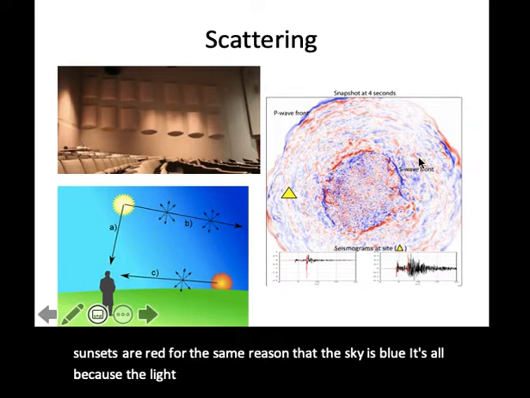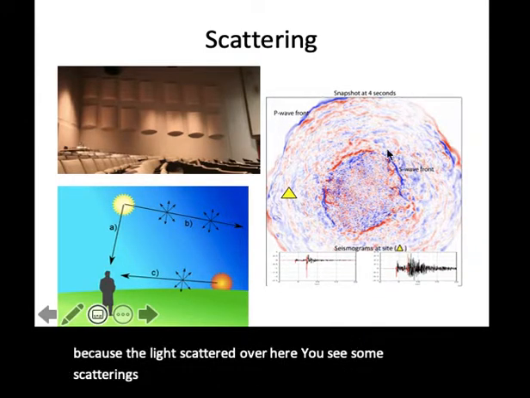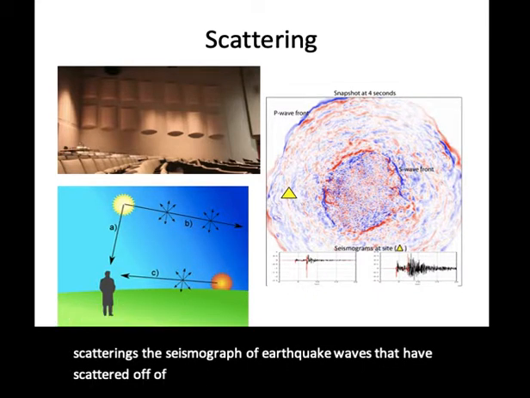Over here you see some scattering. This is a seismograph of earthquake waves that have scattered off of mineral deposits underground.